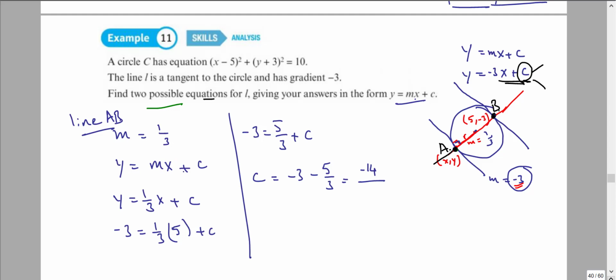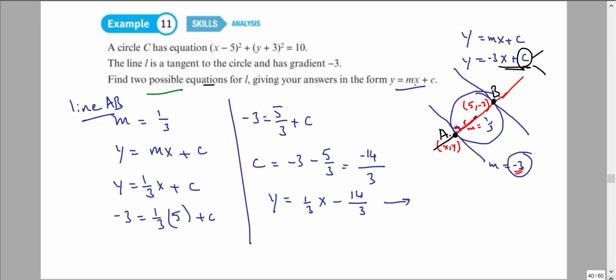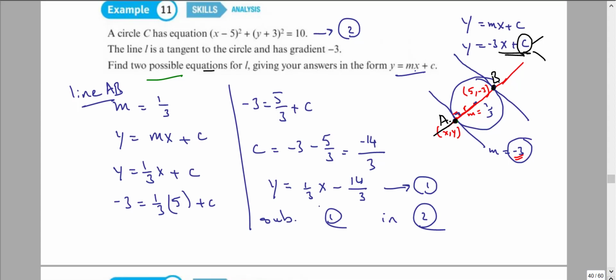So I wrote it y equals mx plus c. So y equals 1/3 x plus c. C will be -14/3, which means the equation of the line is y equals 1/3 x minus 14/3. Okay? I have this line. Let's give it number 1. And I have number 2, the equation of the circle. So substituting 1 in 2, the equation of the circle. If you use the line with the circle, you get the intersection points.